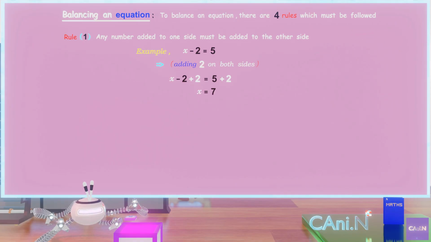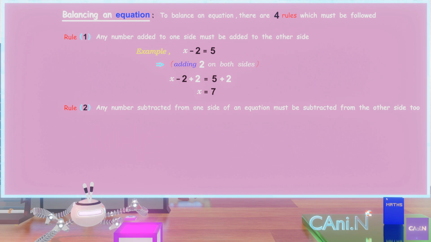Therefore, x equals 7. Rule 2, any number subtracted from one side of an equation must be subtracted from the other side too. Example, x plus 2 equals 5. Now, if we subtract 2 from both sides, we can easily isolate x and find its value. So, x plus 2 minus 2 equals 5 minus 2.